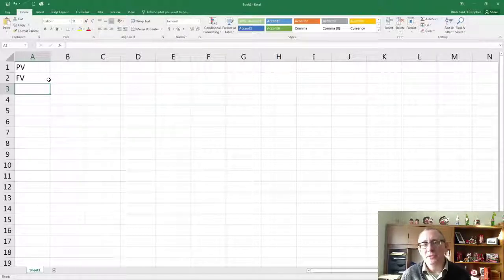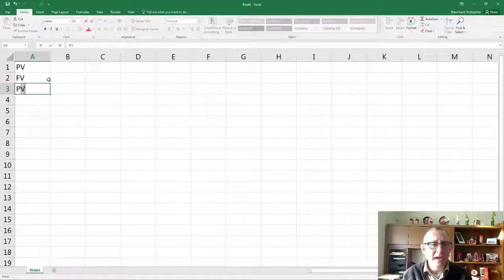So we're making decisions for the future based on today's dollars. So we're going to do that. The next one that we have is PMT, which stands for payment.